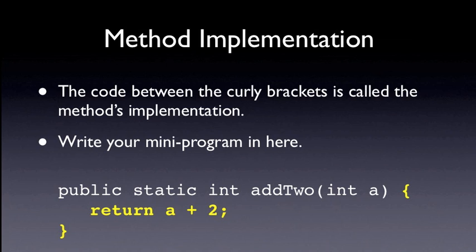The final piece to look at between the curly brackets is your actual program. I'll call it the implementation of the method because that's the more proper term here. So when you implement your method, you're actually writing the code between the curly brackets. In this case, this is where you write your mini program. There's no limit to the size of a method. A method can be anywhere from one line, like we have here, to a bazillion lines. Think of a big number.